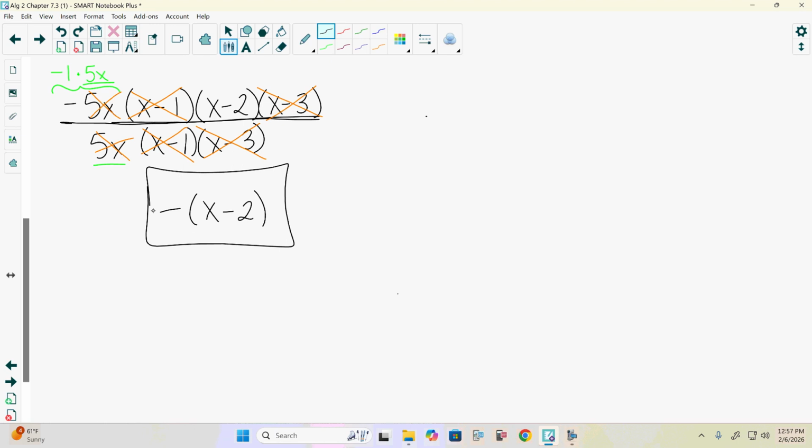Now at this point here, if we wanted to find the restrictions, we would set 5x, x minus 1 and x minus 3 equal to 0, and see that x cannot be 0, 1, or 3. Questions on how we multiply these here? All right.